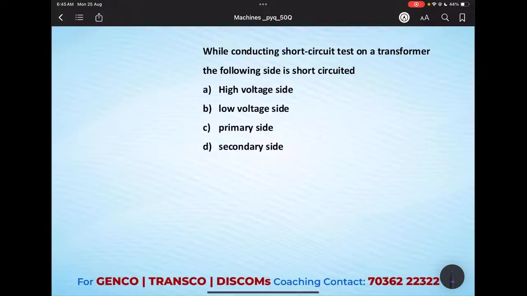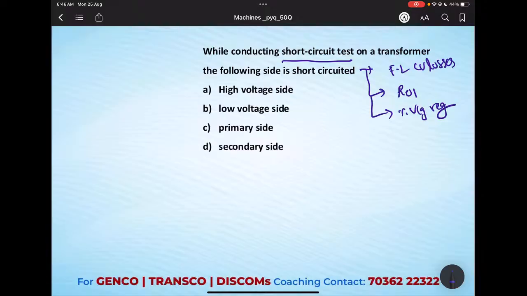The next question is about, while conducting short circuit test on a transformer, the following side is short circuited. Okay, this is also a repeated question. In the previous session we already explained. Again one more time we will discuss, as some new students have joined. See, first of all, short circuit test. The objectives of the short circuit test are to find out full load copper losses and the equivalent resistance, and percentage voltage regulation also we can find out.